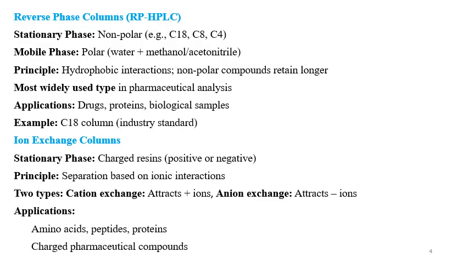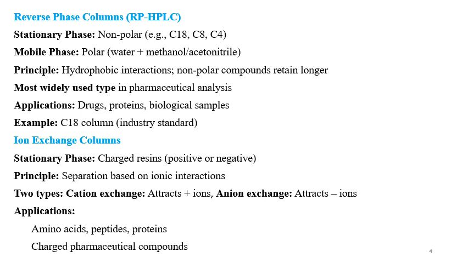Then reverse phase columns, RP HPLC. The stationary phase is non-polar: C18, C8, C4. The mobile phase is polar, containing water plus methanol or acetonitrile. Based on the principle of hydrophobic interactions, a non-polar compound retains longer. It is the most widely used type in pharmaceutical analysis. Applications are drugs, proteins, and biological samples. An example is the C18 column, which is a standard column used in the industry for separation of many compounds. It is also used for simultaneous estimation.